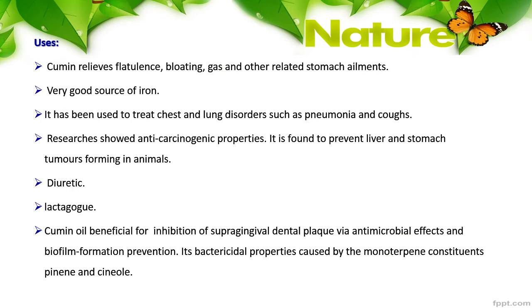We have different and variable uses of cumin for the treatment of flatulence and spasm or digestive spasm, treatment of bloating, gas, and other stomach disturbance. Good source of iron, used to treat chest and lung disorders such as pneumonia and cough. Research also demonstrated anti-carcinogenic activity of cumin, preventing liver and stomach tumors.